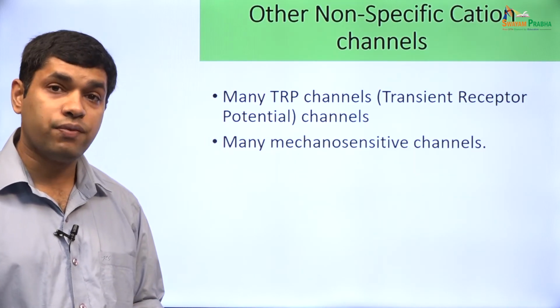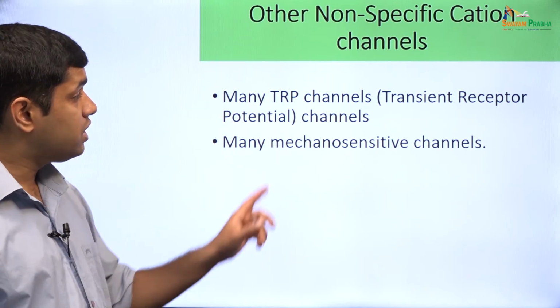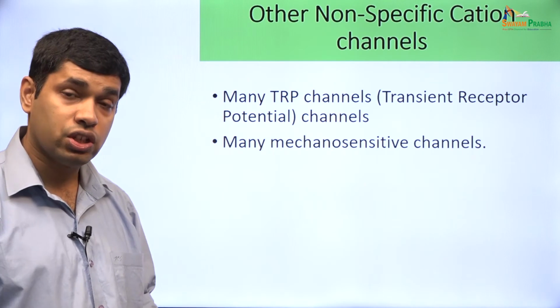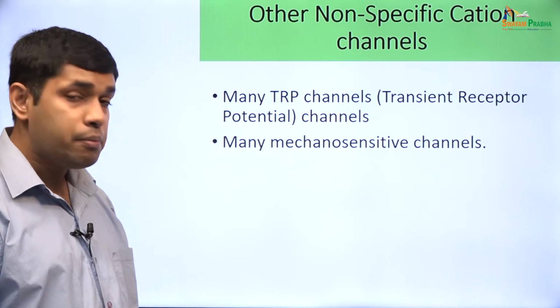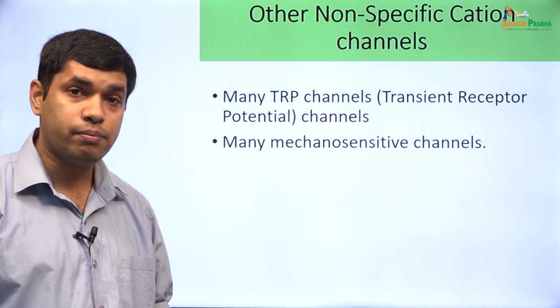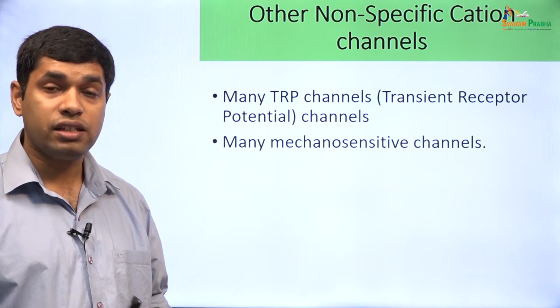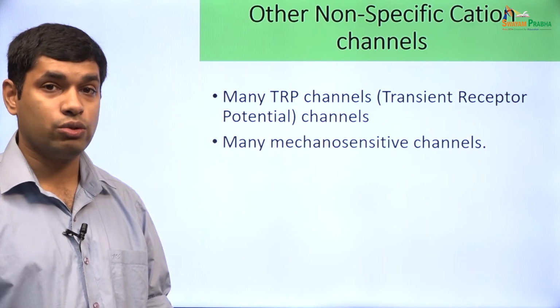Now there are other non-specific cation channels, which are the TRP channels. Certain TRP channels, which are transient receptor potential channels, are also non-specific cation channels, and many of the mechanosensitive channels that help us sense mechanical changes or mechanical stimuli are non-specific cation channels.